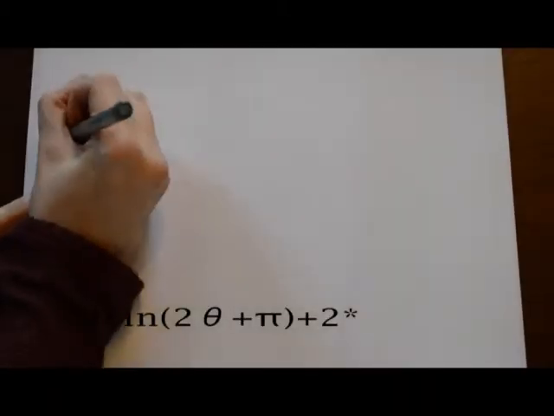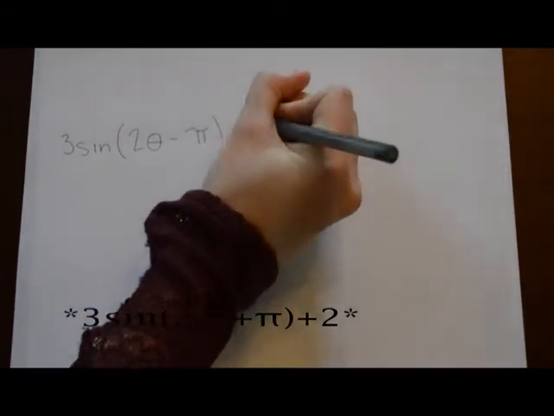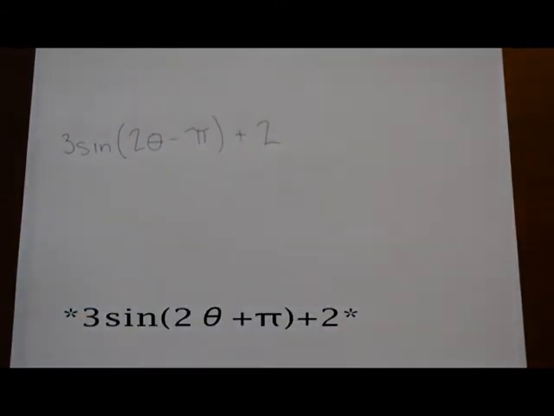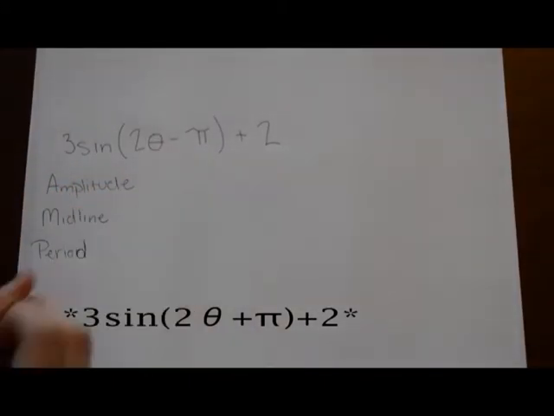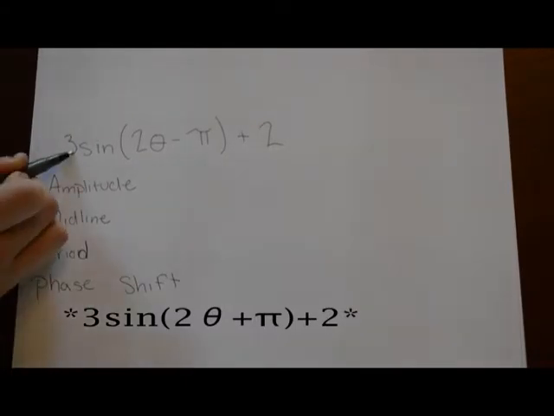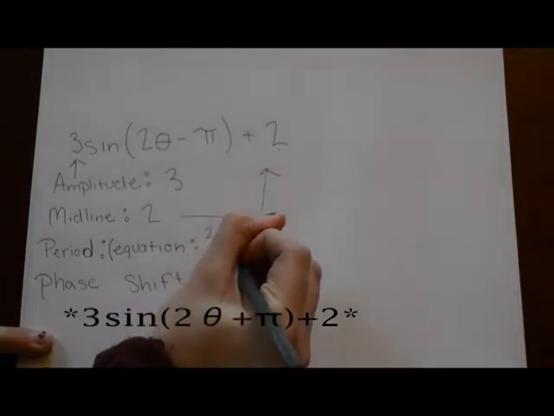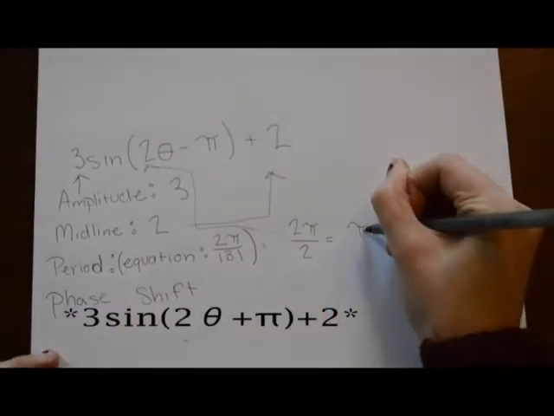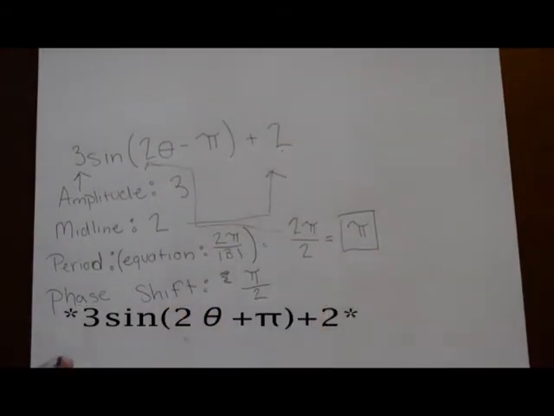In example 2, our equation is more complex. The problem is 3 sine parentheses 2 theta plus pi parentheses plus 2. Now, like always, we find our amplitude, midline, period, and now we have to find a phase shift. By looking at the problem, we know the amplitude is 3 and we know that the midline is 2. Using simple math, we know our period is pi. By dividing c by b, we get pi over 2 for our phase shift.